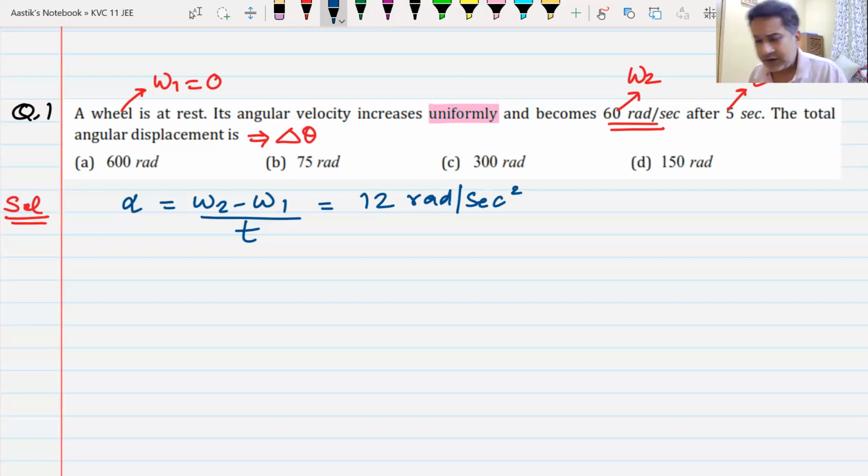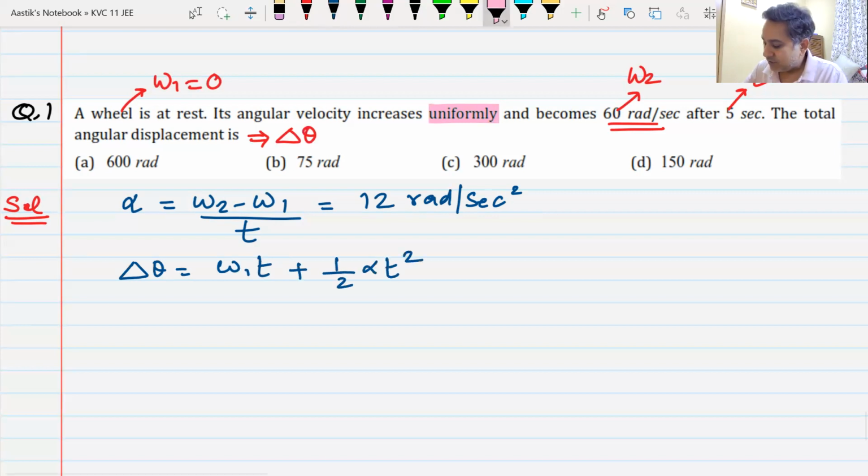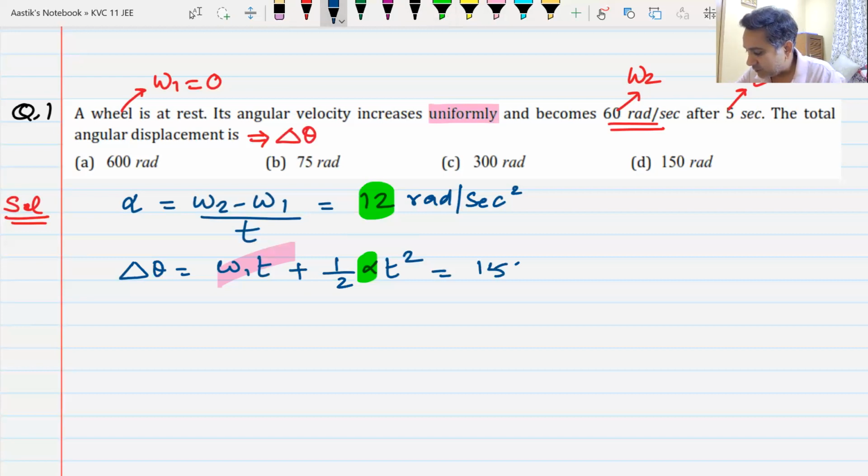Once I get the value of alpha, now you can use any formula. I will use this formula: delta theta is equal to omega 1 into t plus half into alpha into t square. Omega 1 is 0, it starts from rest. Value of alpha I have already calculated, 12. Time is given as 5. I think you can calculate the value, and I think the answer is coming as 150 radians. Is it coming? Yes or no? Okay. How many of you got the answer? Well done.